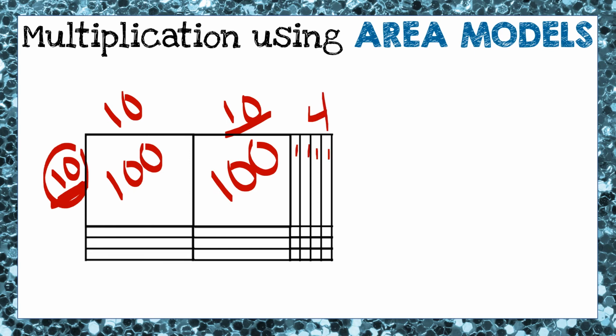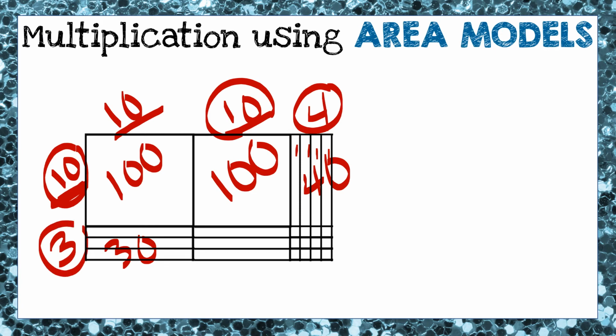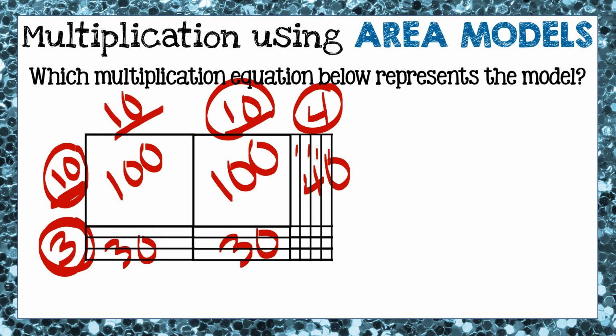So 10 times 4 would give me 40. This partial product would be 40. This 10 times this 3 would give me 30. This 10 times this 3 would give me 30 here. And then finally, 3 times 4 gives me 12. Now here are my partial products.